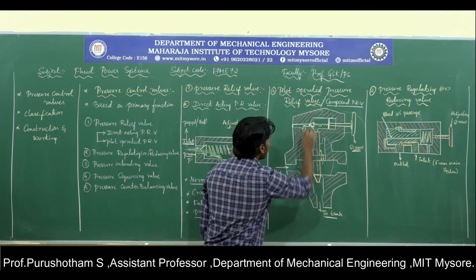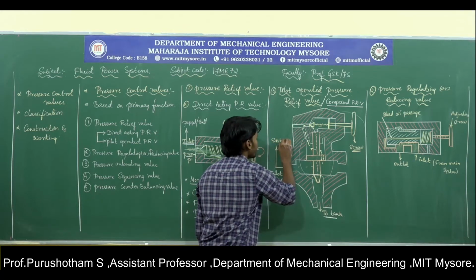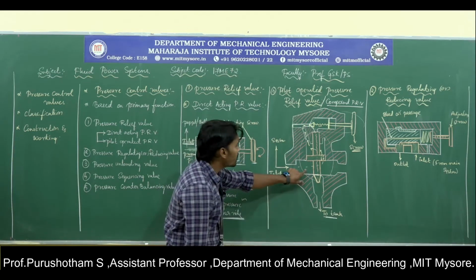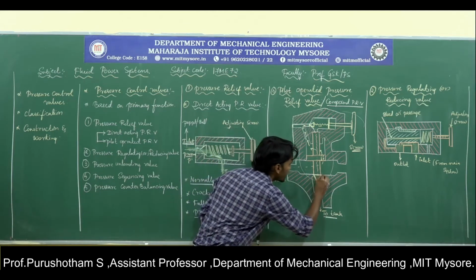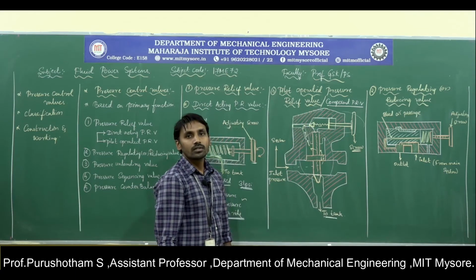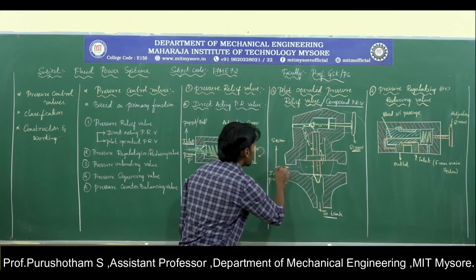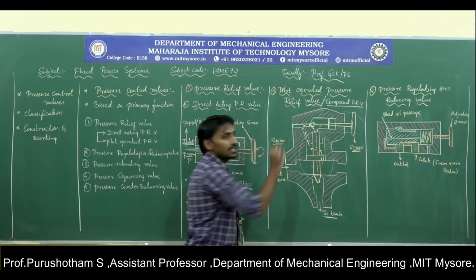So what will happen? The fluid entering the system, because this will be closed, and here also the poppet is closed, blocking the valve. So there is no place for an outgoing outlet, hence the fluid goes to the system.